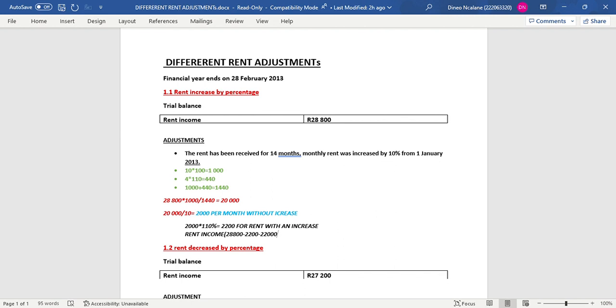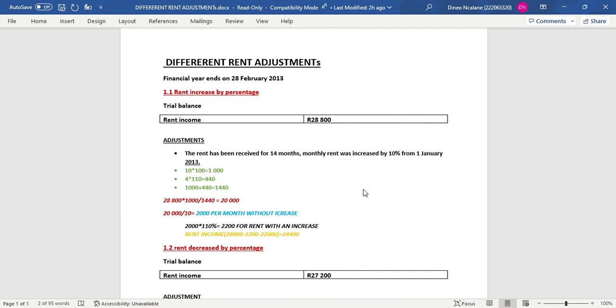Okay, then the correct amount for rent is 24,400. This is how you should attempt a rent income increased by a percentage. This is how it's done.